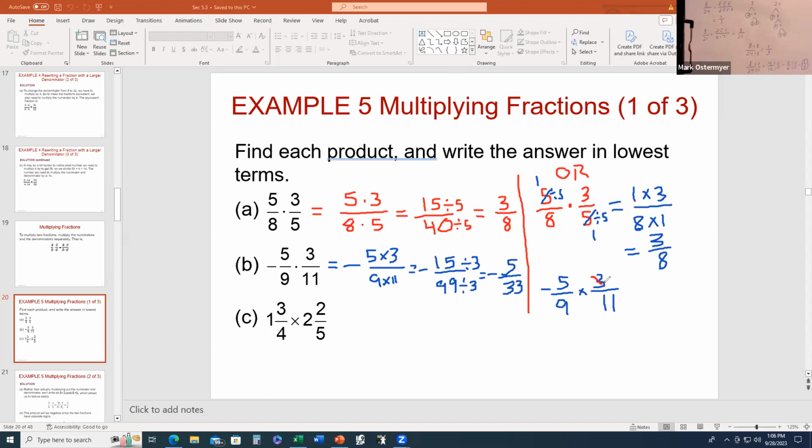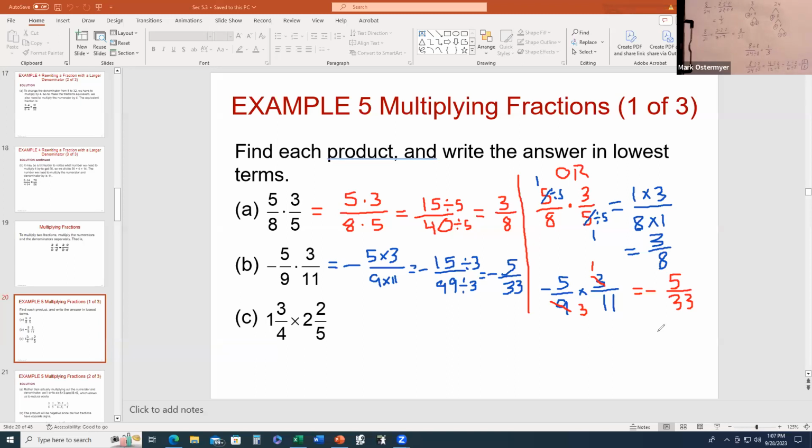3 divides into itself one time. 3 divides into 9 3 times. What do we have left? Negative what? 5 times 1 in the numerator, which is -5. And in the denominator, we got 3 times 11, which is what? 33. Same answer.